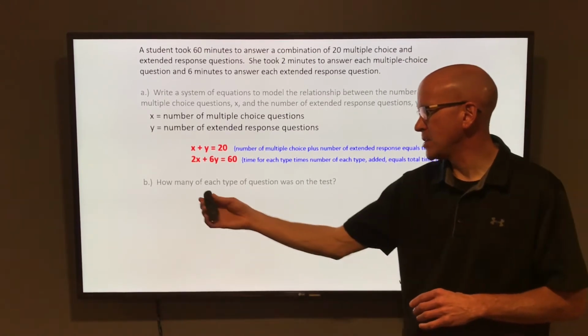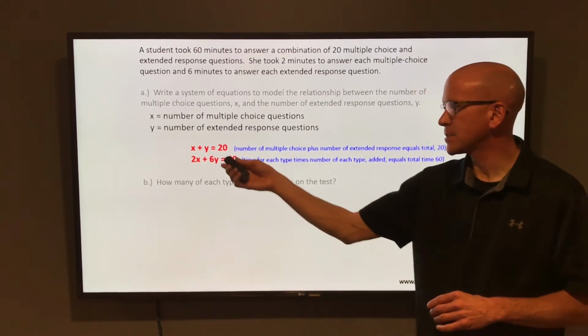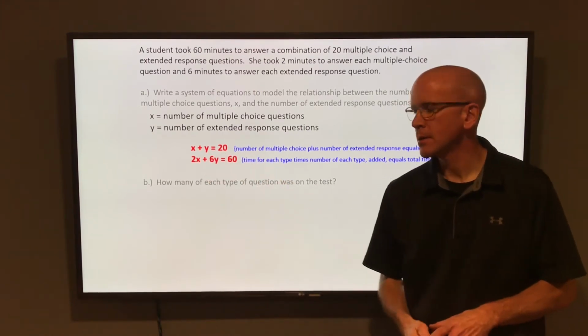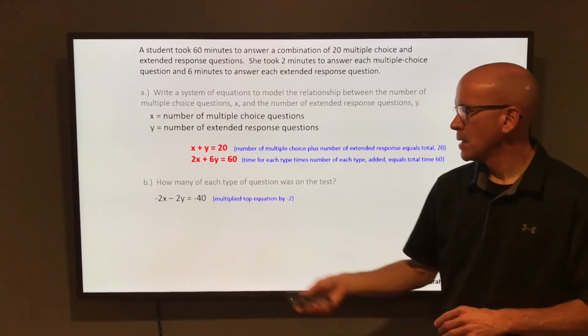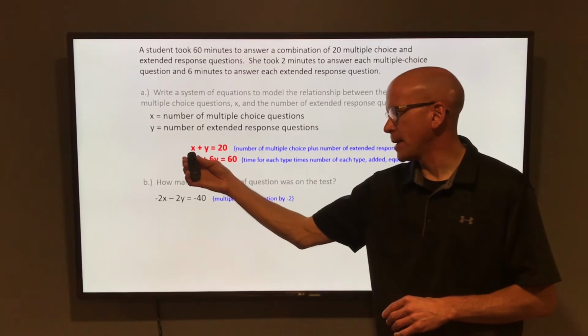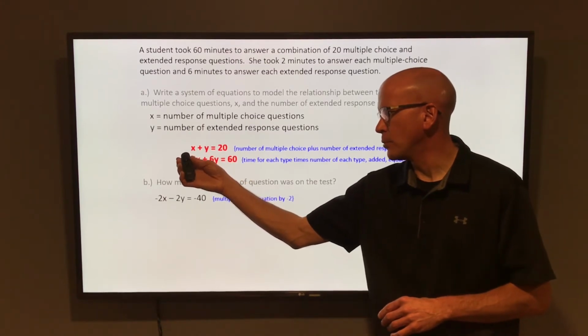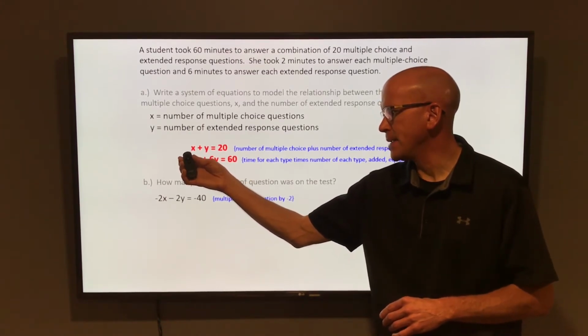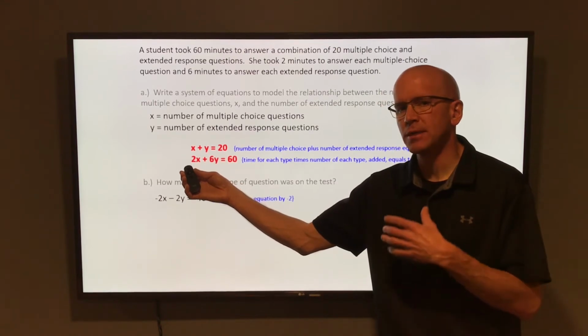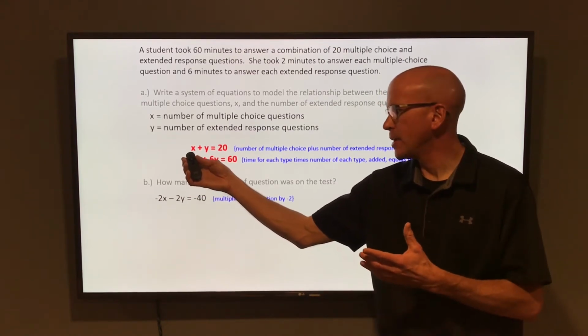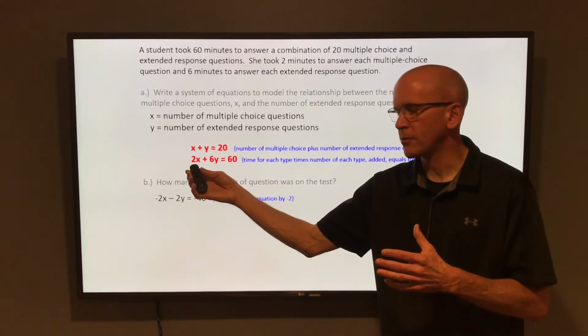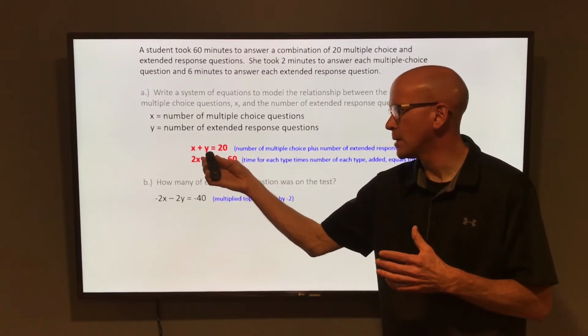It says how many of each type of question was on the test. So we need to solve this system of equations for x and y. I'm going to take that first equation and multiply it by -2, because then it will be -2x and 2x. So I'm using the elimination method. You have a -2x and a 2x, the x's will cancel. Just make sure you multiply each term by -2.